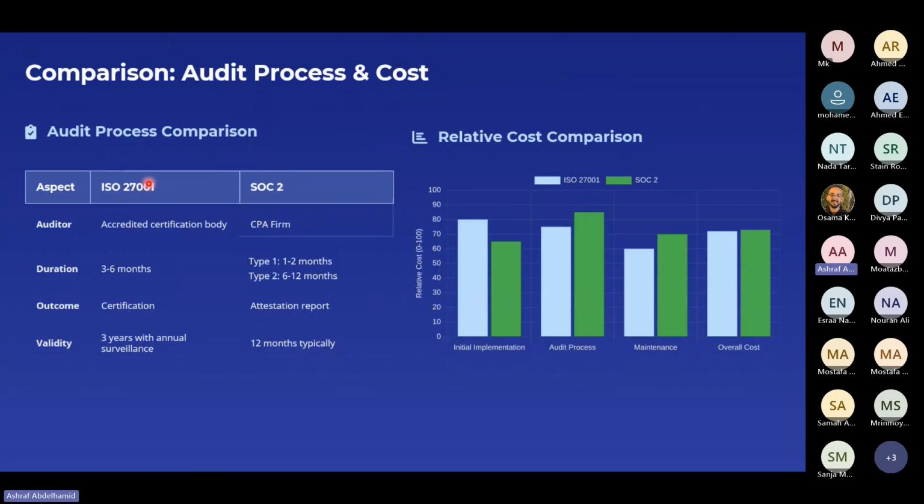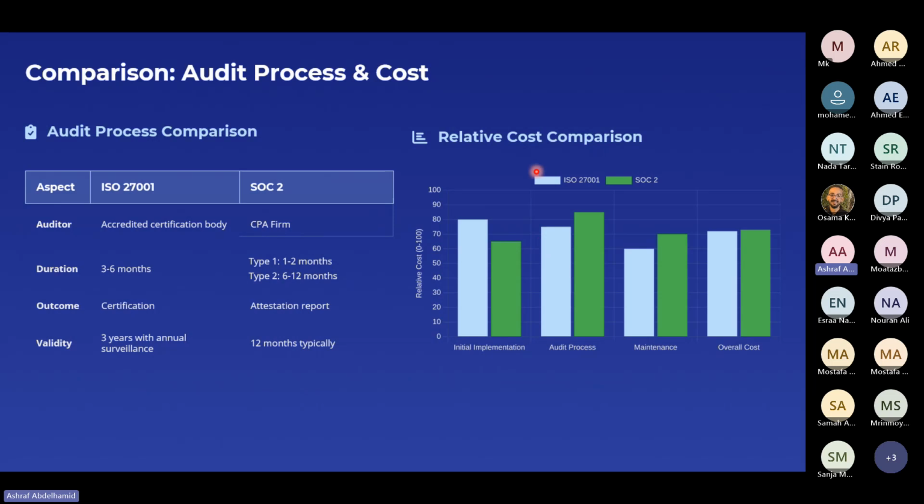Okay, let's look now at the audit process. The auditor in the case of ISO 27701 is accredited, and for SOC 2 it is a CPA firm. The duration of ISO 27701 can take 3 to 6 months, based on the type. We said that we have type 1, which is a snapshot, or SOC 2 type 2, which is 6 to 12 months, based on the controls provided. The validity of ISO is 3 years with an annual surveillance, and for SOC 2 it is 12 months if the scope is 12 months.